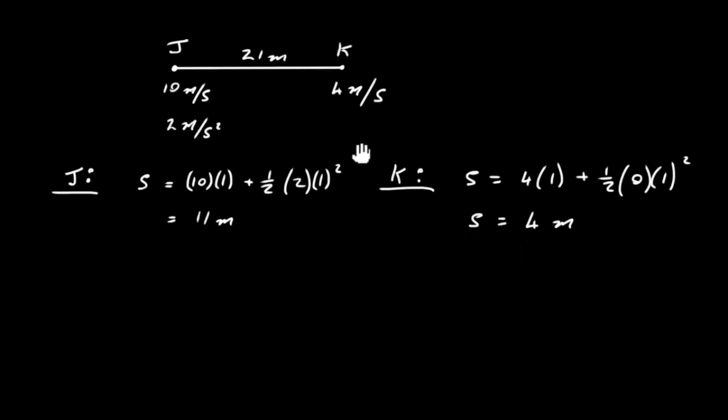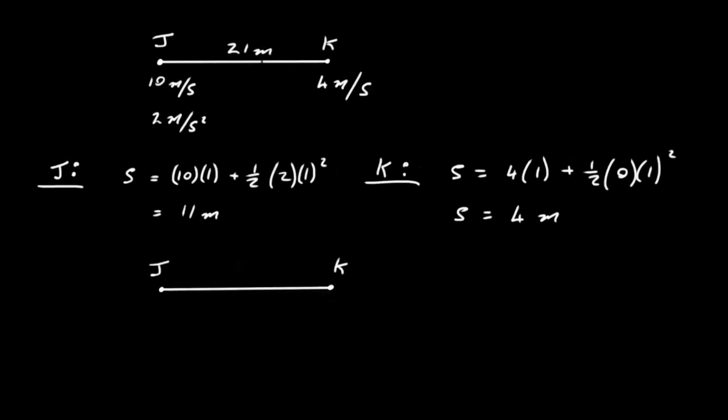So in other words, we can draw a new diagram after that second. So we can start with John, go out to Kevin again. So this is John, this is Kevin, and we now know that the distance between them now will be 7 meters less. So in other words, the new distance between them after 1 second is going to be 14 meters. It's just 21 minus 7. Let's start from there then.